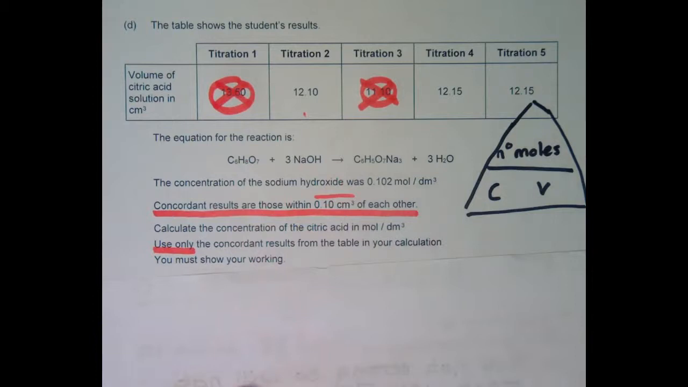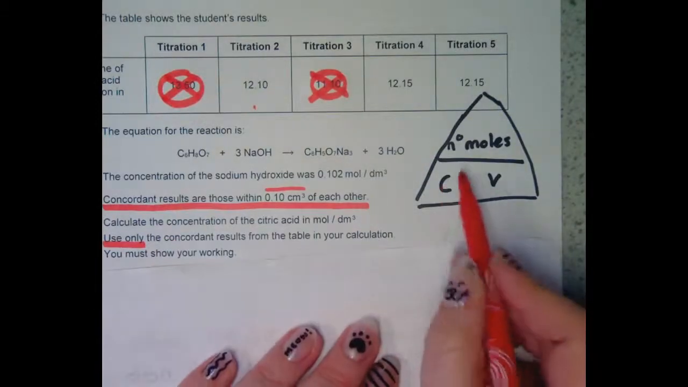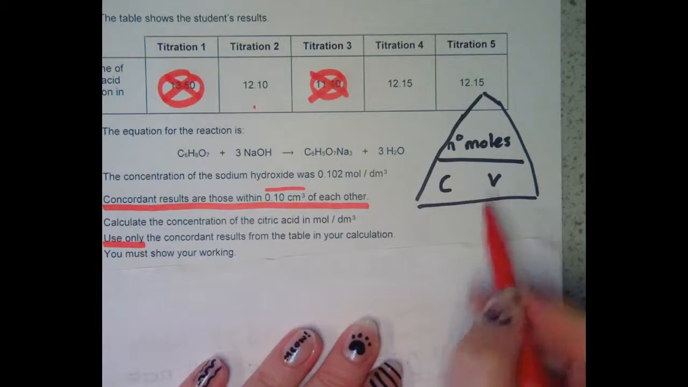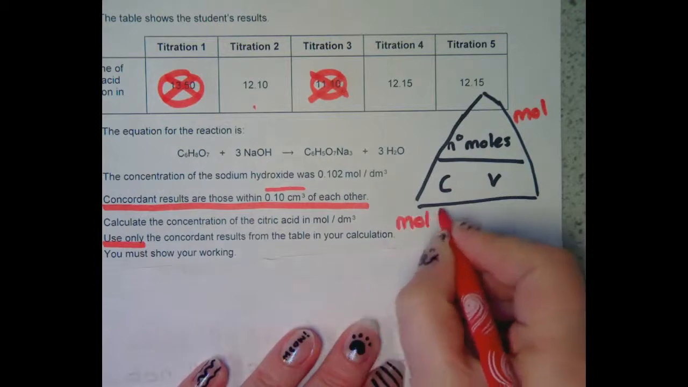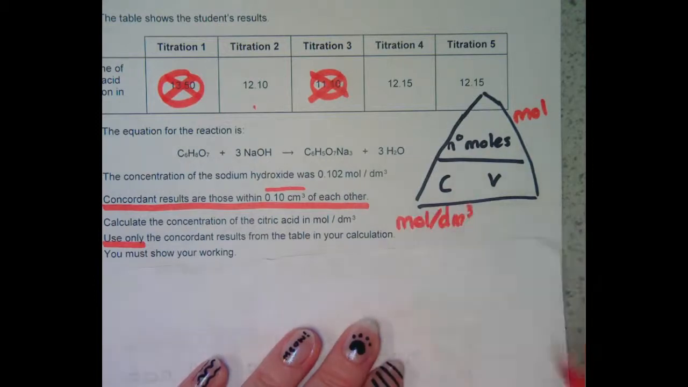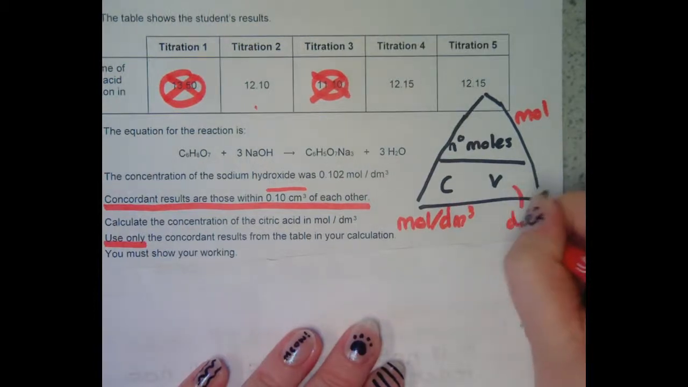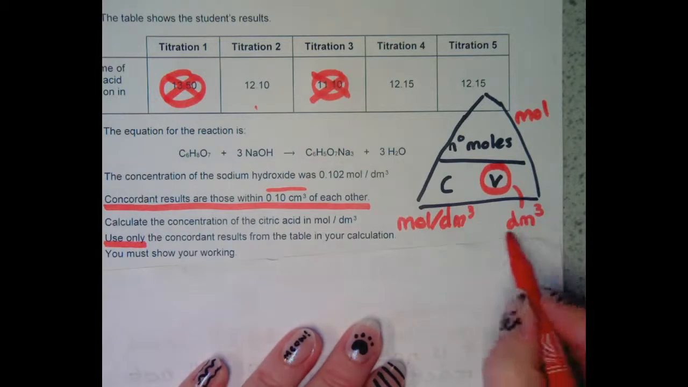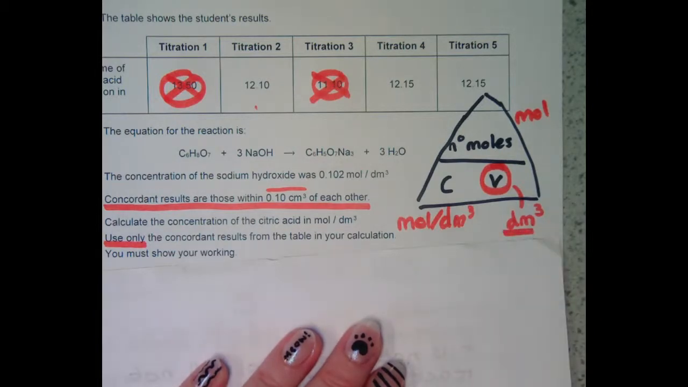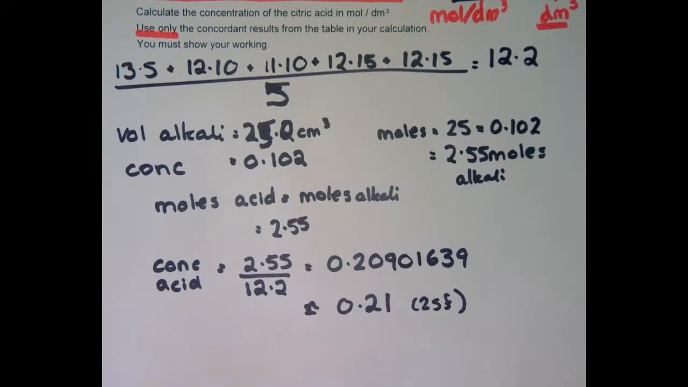What we now need to do is state the concentrations and the volumes that we do know to see what we don't know. Through all of this, we are going to be using this formula triangle. Concentration is number of moles over volume, where moles, the unit is mol. Concentration is moles per decimetre cubed, and the unit for volume does need to be given in decimetre cubed, not in centimetre cubed. So whenever we see centimetre cubed anywhere in this answer, we will need to convert it to decimetre cubed by dividing by 1,000. So let's have a look at what this student has done.